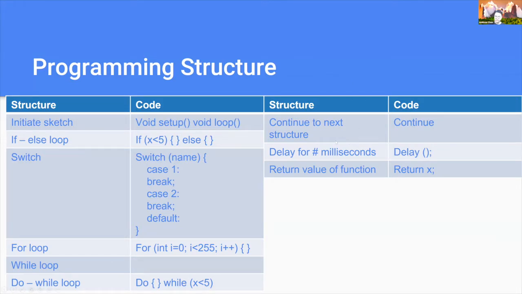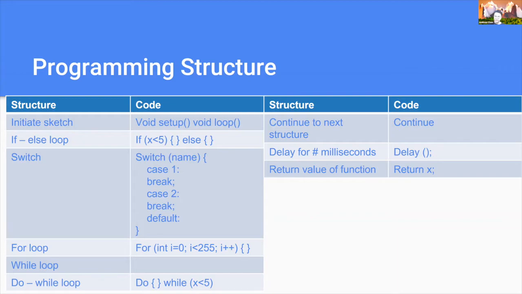If you want the code to continue, for instance, if you want to break out of the loop early, you can just put continue. If you want the code to stop running, or if you want to delay a certain function from continuing for a number of milliseconds, you can use the delay function. So 1000 here in parentheses will be 1 second.